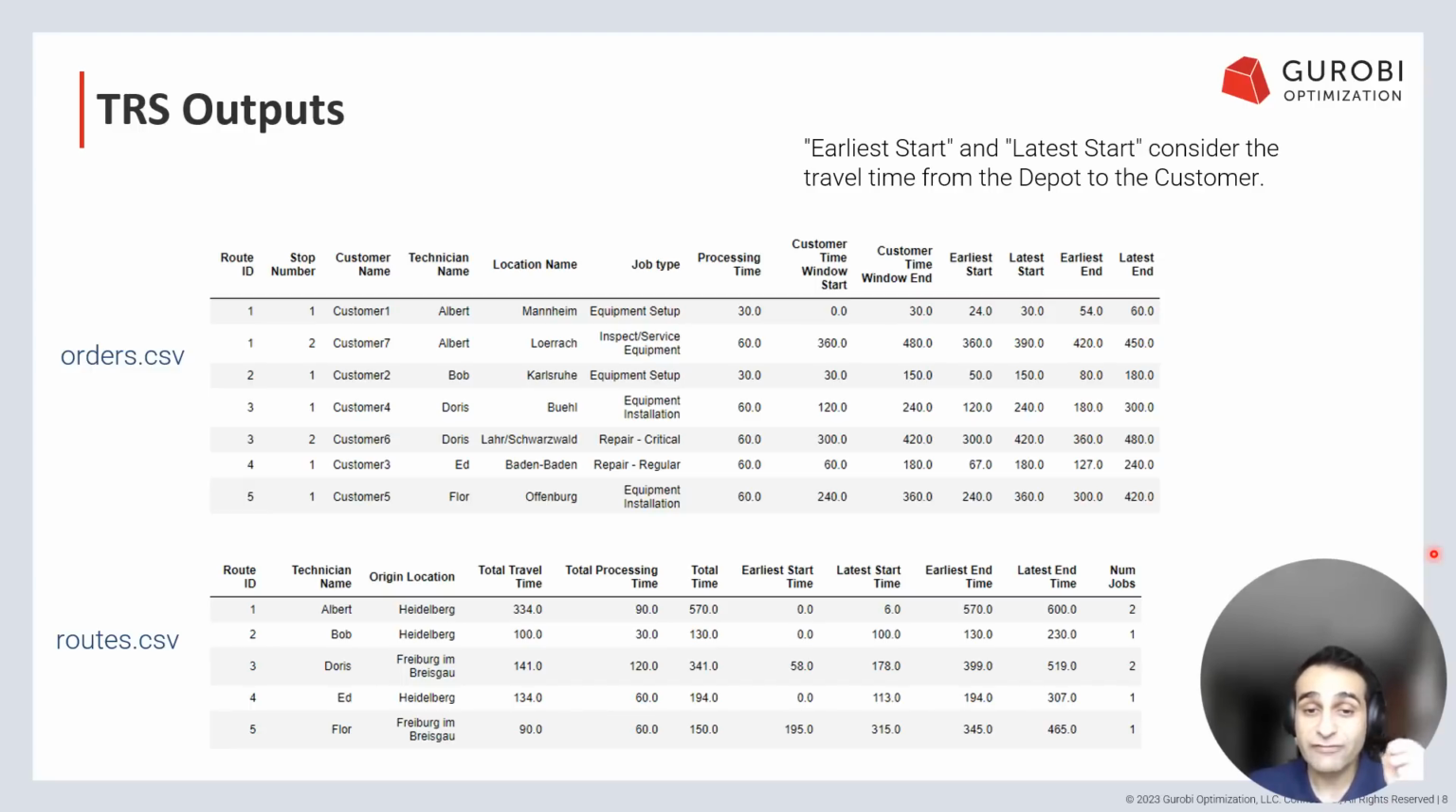So if Bob starts at the earliest possible time, which is 0, and takes all of the traveling time and processing time, the earliest finish time for him is going to be 130. If you repeat this calculation for the latest, you will see that the latest time is going to be 230. I know it's a lot easier to visualize this rather than looking at a table, so let's do that.